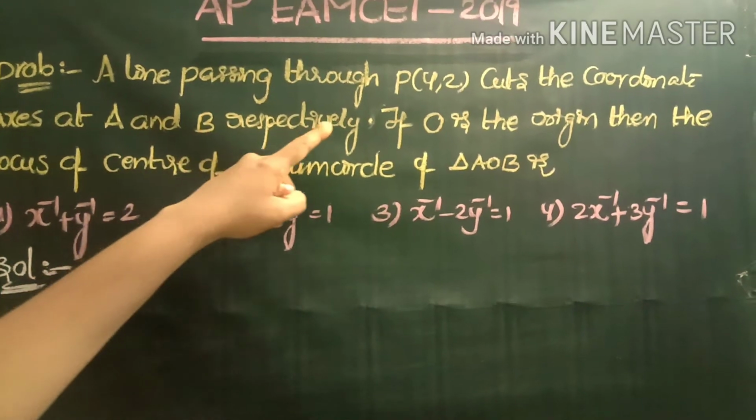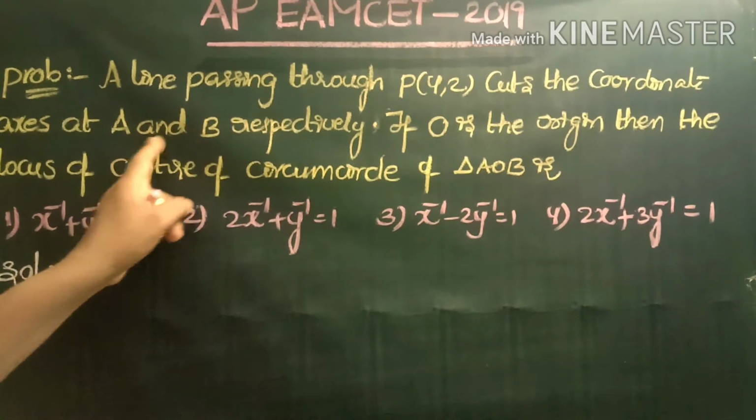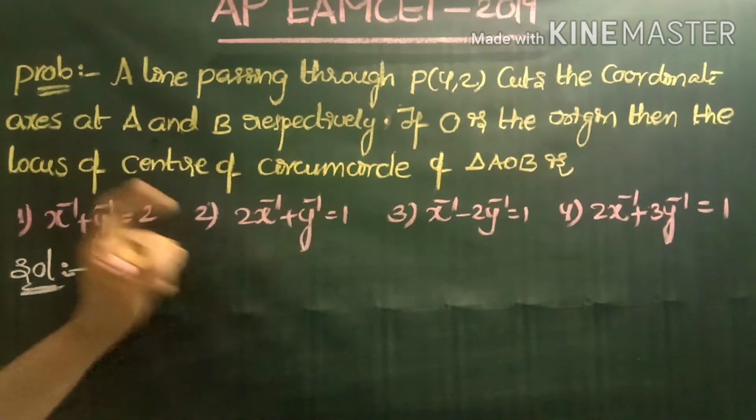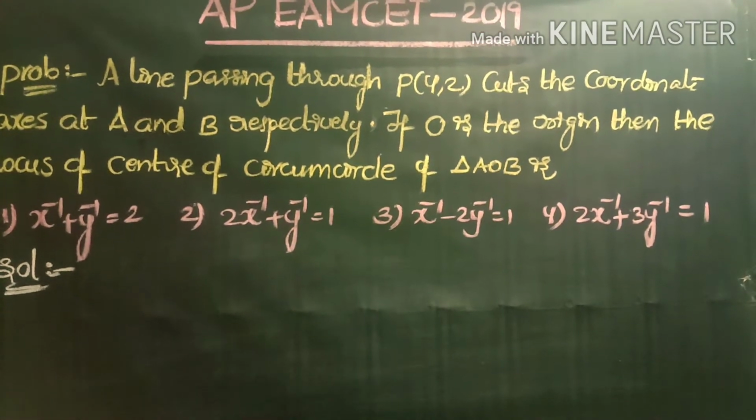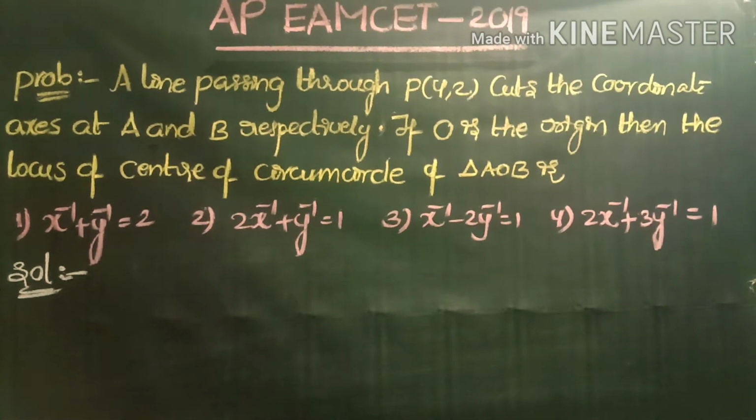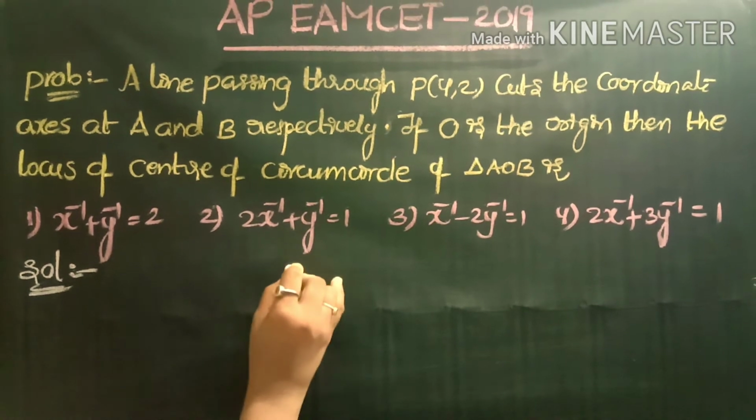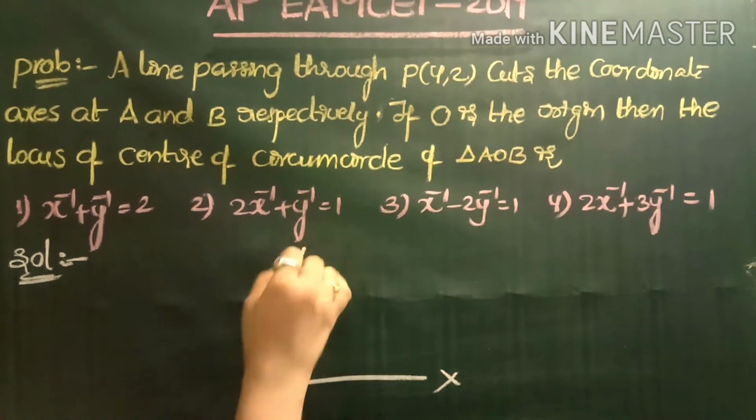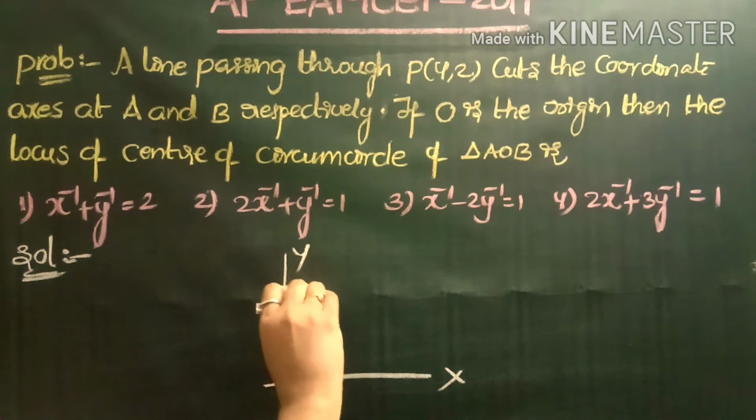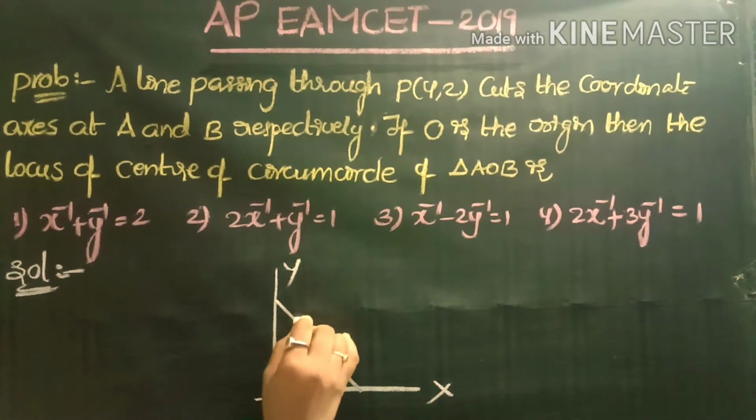A line passes through P(4, 2), cuts the coordinate axes at A and B respectively, and if O is the origin, then what is the locus of the center of the circumcircle of triangle OAB? The straight line passes through the point (4, 2) and cuts the coordinate axes at the points A, B. Now these are the coordinate axes x, y. This is the straight line passing through the point (4, 2).